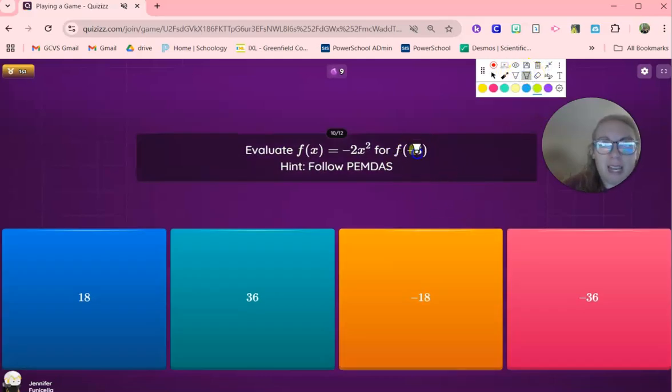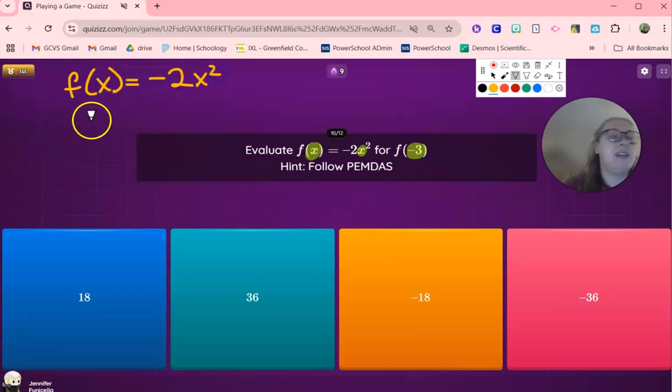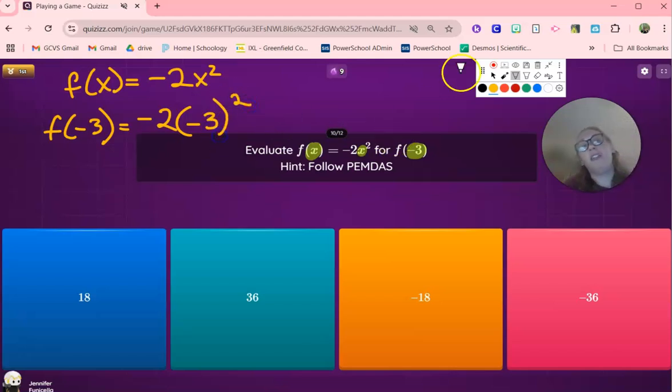Okay, for this one, our input is -3. So everywhere where we see an x, put a -3. So we have -2 times x squared. I love to plug in using parentheses so I don't mess up with a sign or order of operations. Order of operation tells us to do this exponent first, right? Exponent comes before multiplying.